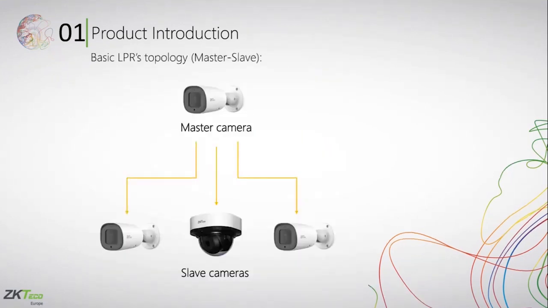So what about the LPR topology? This is what I explained to you before. Our topology is master-slave. It means you can find a master camera that communicates with the slave ones. At the end, all the cameras are the same, but they are sharing the information with each other.